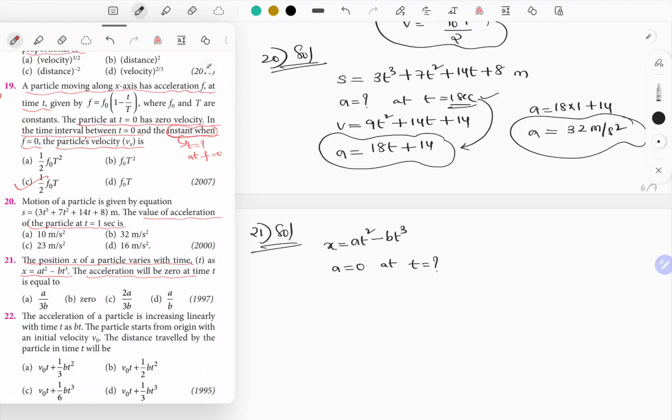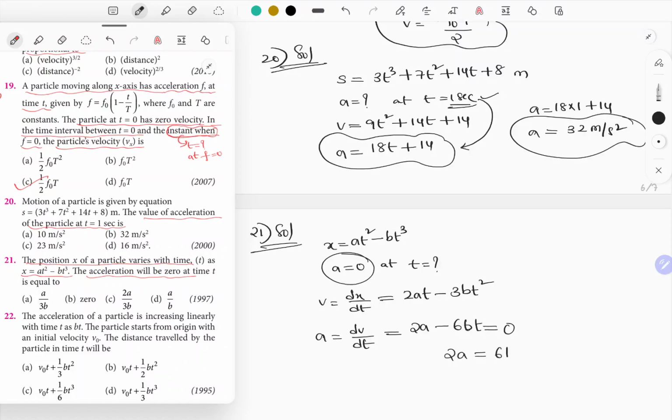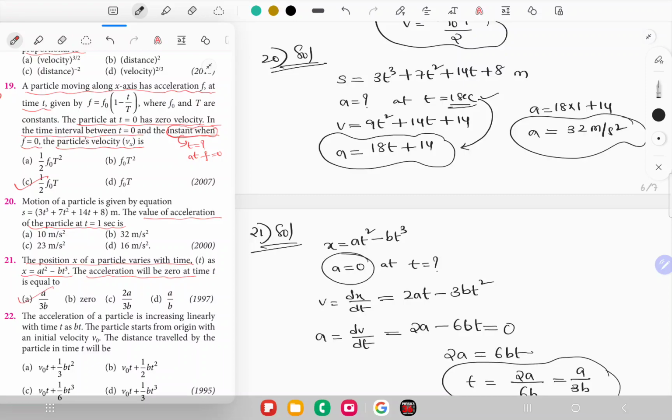Okay, so differentiate position with respect to time, you are going to get velocity, that is 2at minus 3bt square. Next, differentiate velocity with respect to time, we are going to get acceleration, which is 2a minus 6bt. Now we have to equate it to 0 because they have given that in the question itself. So from this 2a is equal to 6bt, then t is equal to 2a by 6b, which is equal to a by 3b. This is the time at which acceleration is equal to 0. Question number 21, option A is correct. Next.